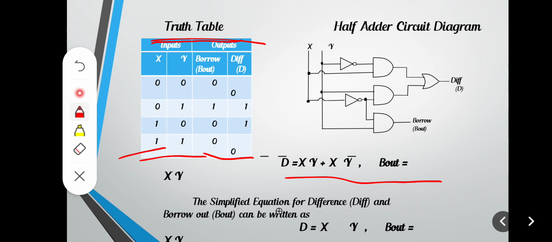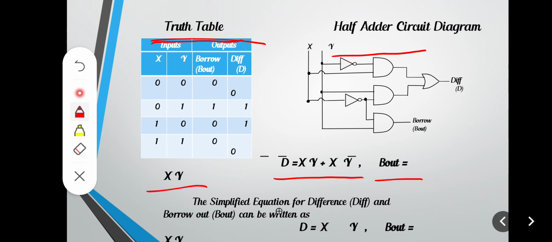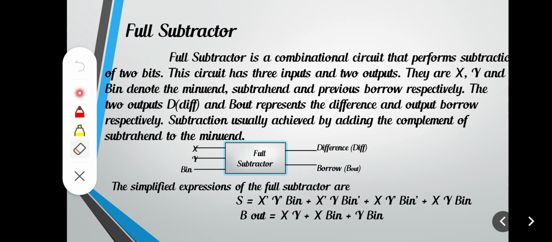This is the Boolean expression for this difference as well as borrow. Based on the Boolean expression, let us see the logic circuit for this half subtractor. So this is the logic circuit of the half subtractor. Then full subtractor.